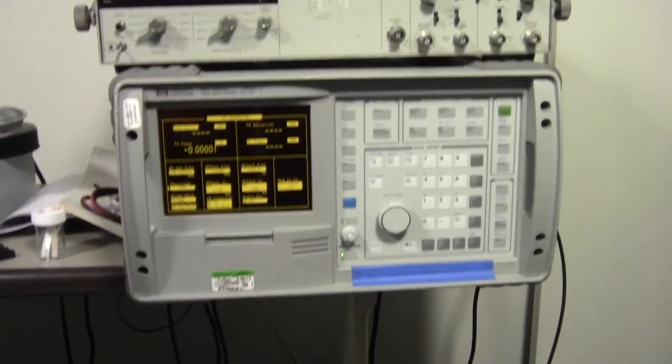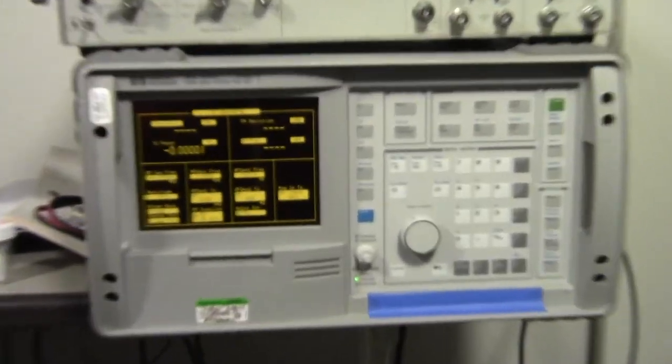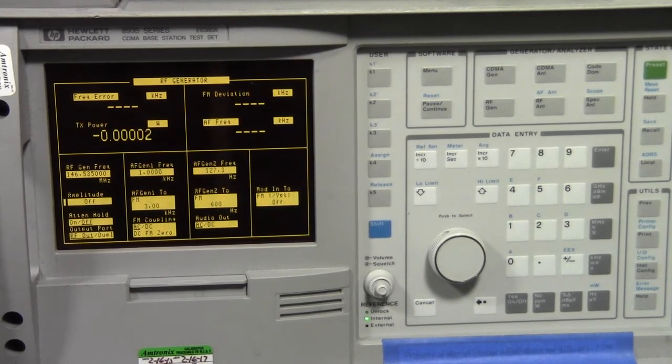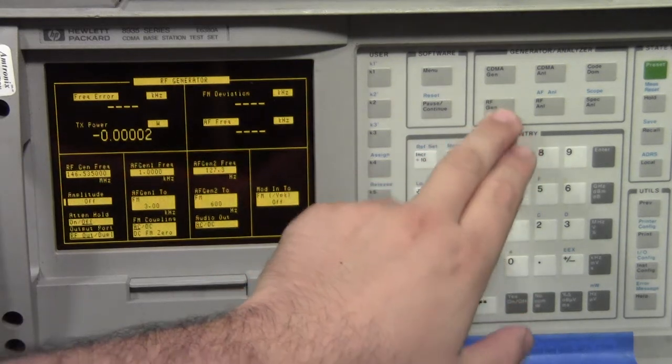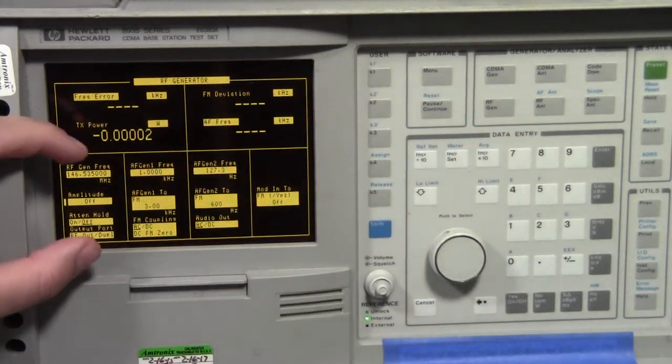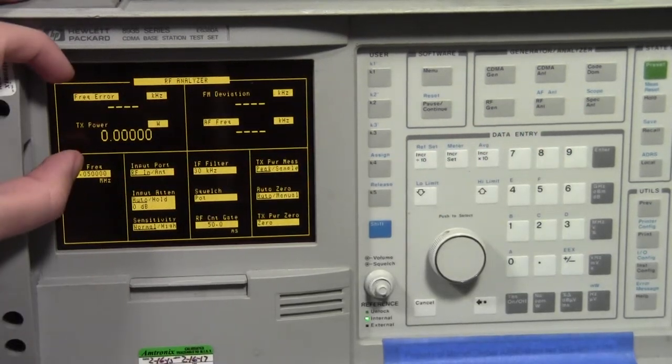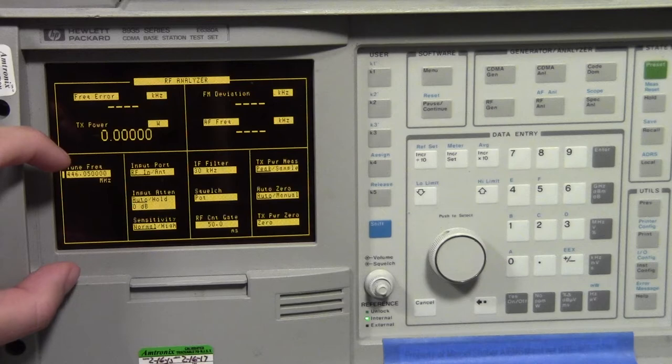So panning up, what you're looking at here is an HP 8935 service monitor. I'm using the RF generator screen, which you can see is this lower half here, and the RF analyzer screen, which has its readouts here and is configured down here.